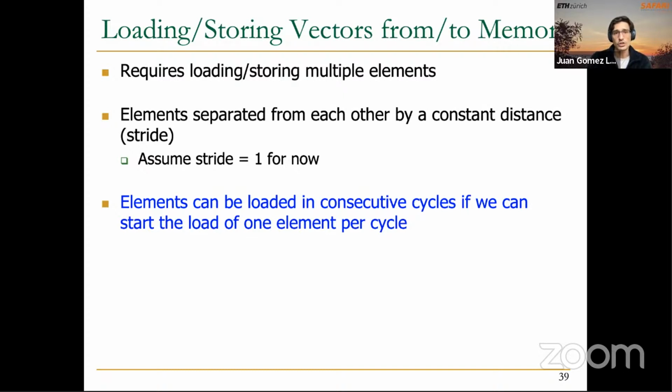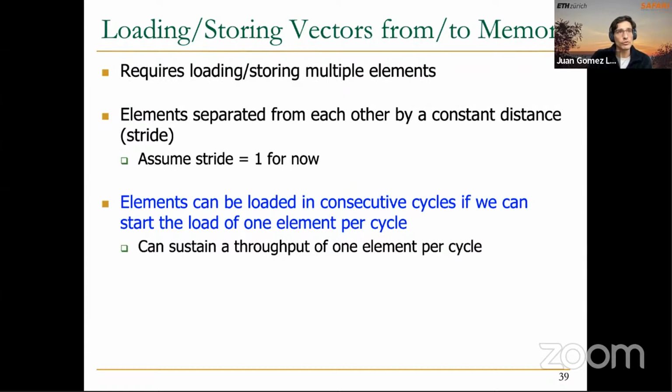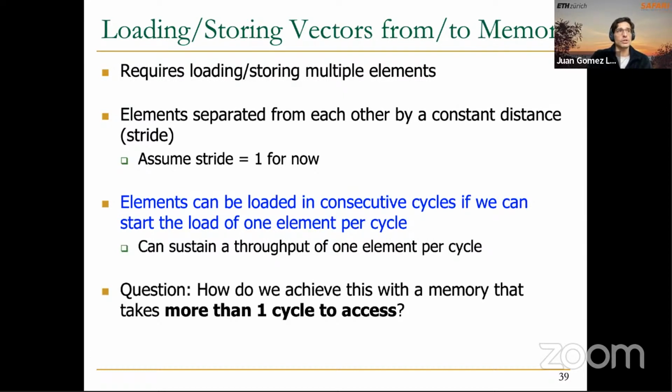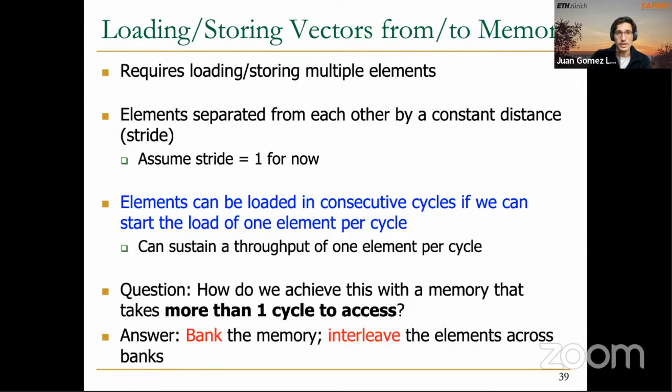Elements can be loaded in consecutive cycles if we can start the load of 1 element per cycle. And this way, we can sustain, hopefully, the throughput of 1 element per cycle. But now the question is, how do we design a memory that allows us to access 1 element every cycle if normally the latency of access to memory is longer than a cycle? The answer for that is banking the memory, or interleaving. So banking the memory and interleaving the elements across the banks.